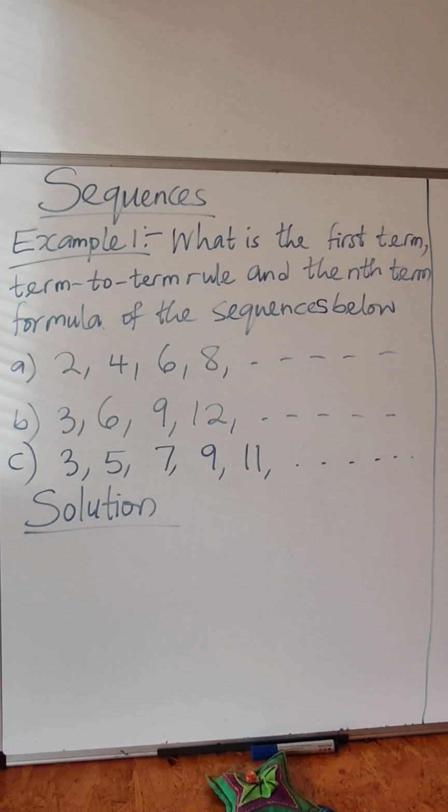So the first term is 2. You add 2, you get the second term, which is 4. You add 2 to 4, you get the third term, which is 6. You add 2 to 6 to get the fourth term, which is 8.